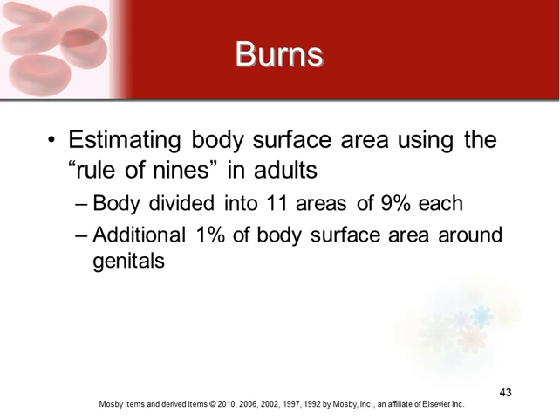So another very important thing about burns is being able to estimate the body's surface area. That's because it's going to tell us how severe the burn is, what the chances of survival are, and what we need to do for the person's recovery. For estimating the body surface area in burns, we use what's called the rule of nines.